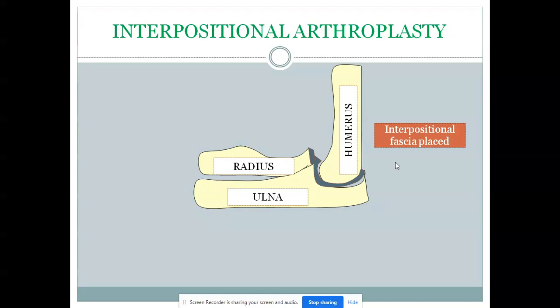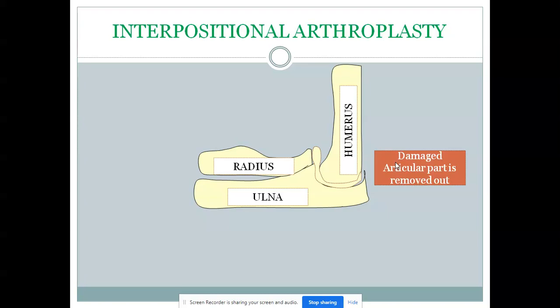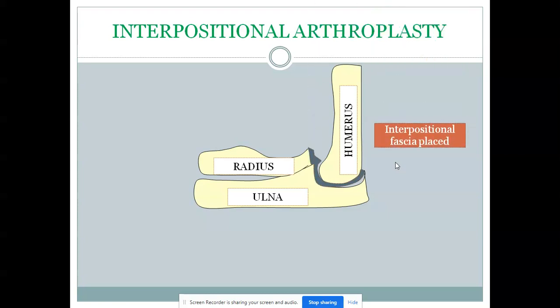I'll again explain what interpositional arthroplasty is. These are the bones where it is performed: humerus, radius and ulna. The damaged articular part is identified and excised out, after which it is interposed by the tensor fascia lata.